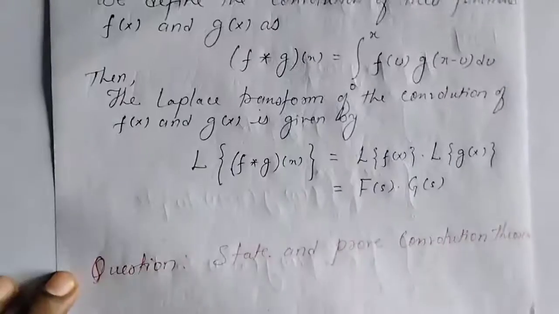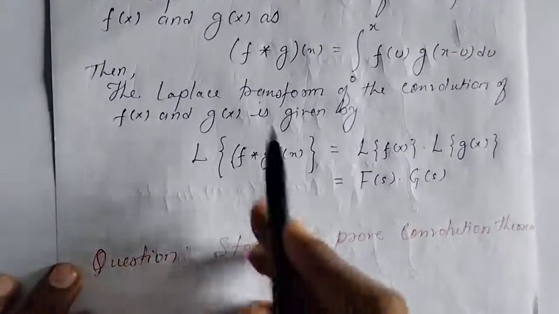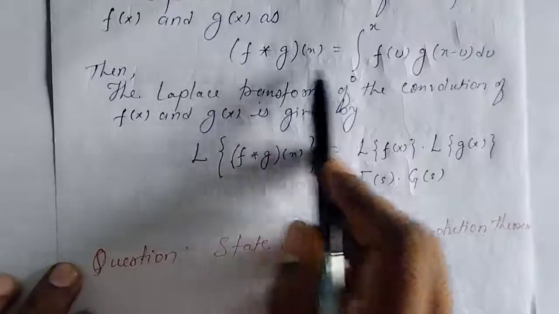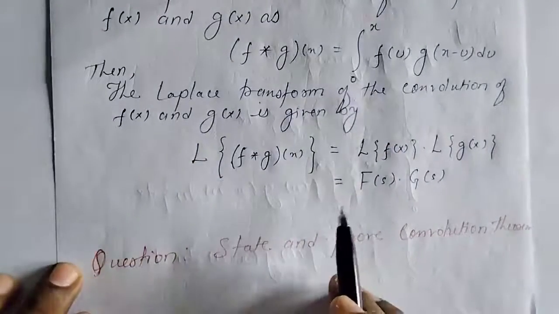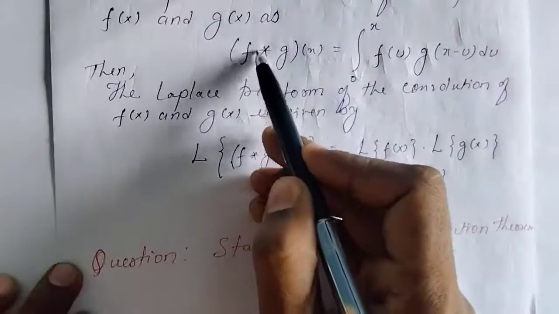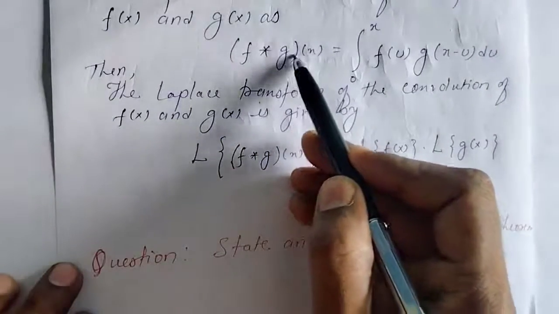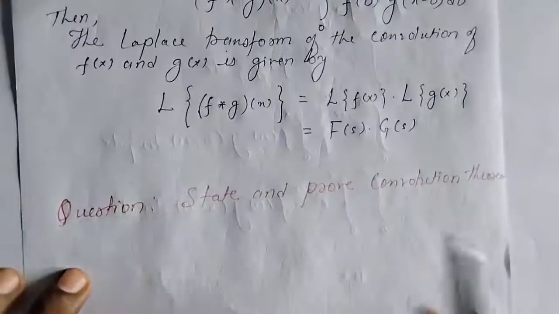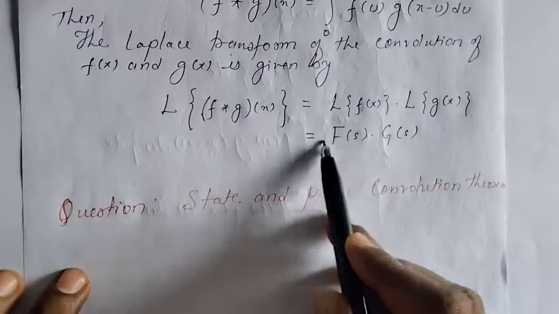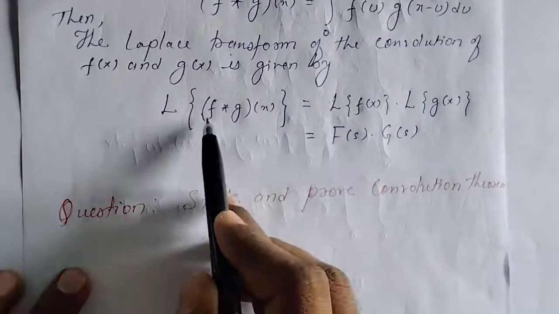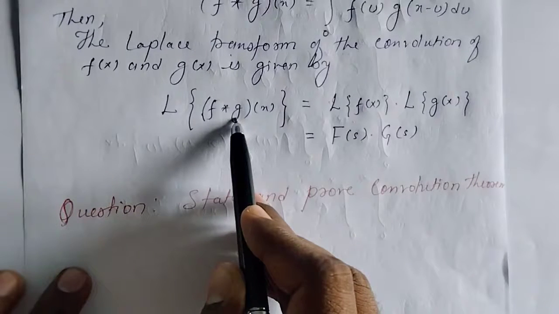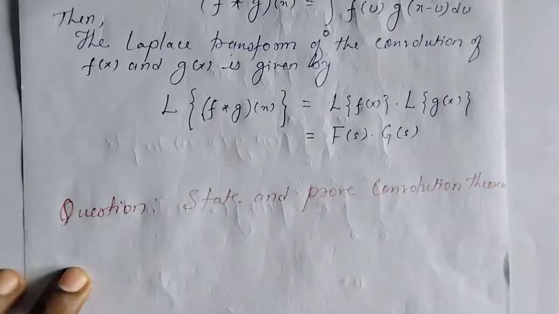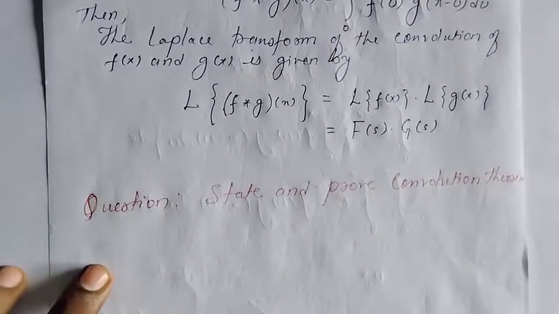The theorem says that when you take the Laplace transform of this, the result is very simple. It is simply the Laplace transform of f times the Laplace transform of g. This is what is written here. Capital F represents the Laplace transform of function f and capital G represents the Laplace transform of function g. So this was all about the statement.